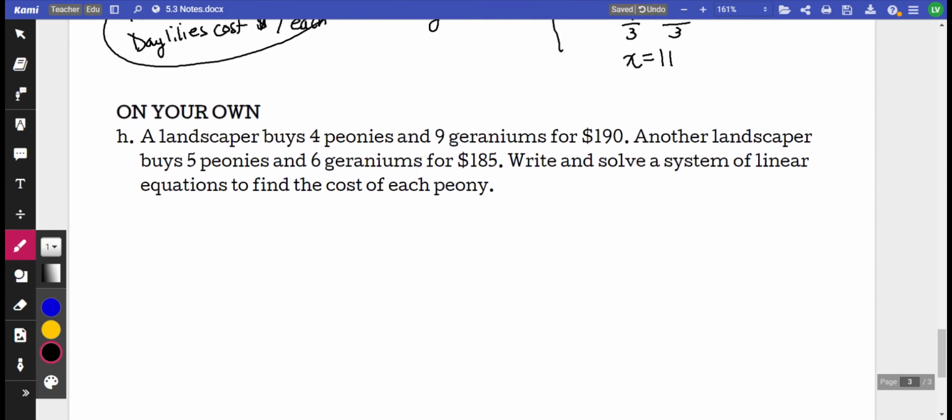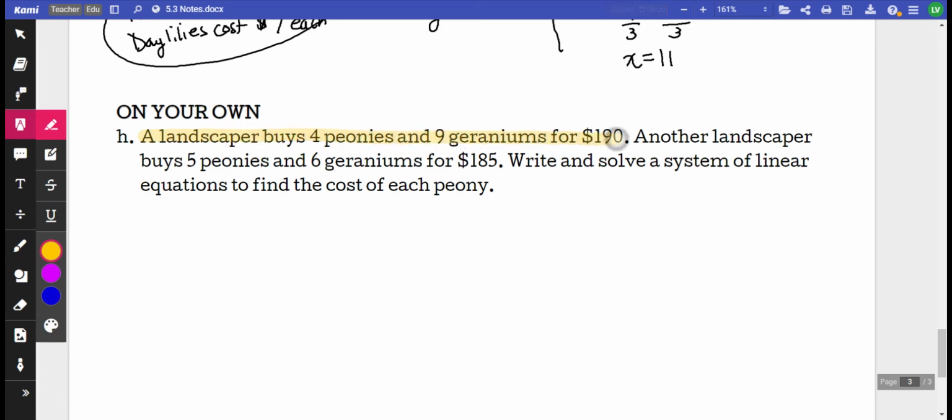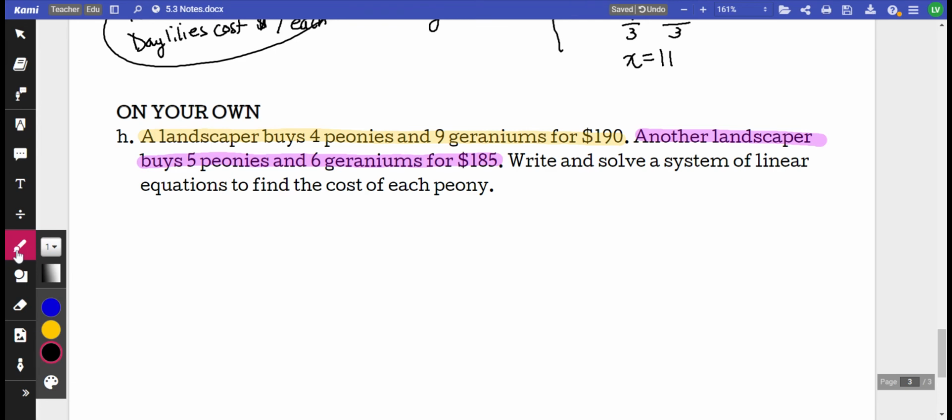Let's try this next one. A landscaper buys 4 peonies and 9 geraniums for $190. Another landscaper buys 5 peonies and 6 geraniums for $185. Write and solve the system of linear equations to find the cost of each peony. Well, the first landscaper buys 4 peonies, 9 geraniums for $190, while another landscaper buys 5 peonies and 6 geraniums for $185. So that's how we're going to set up our two equations.